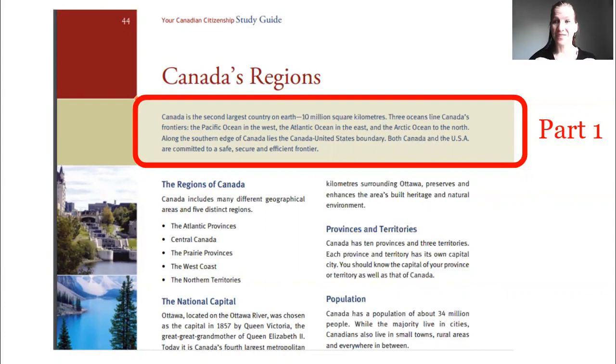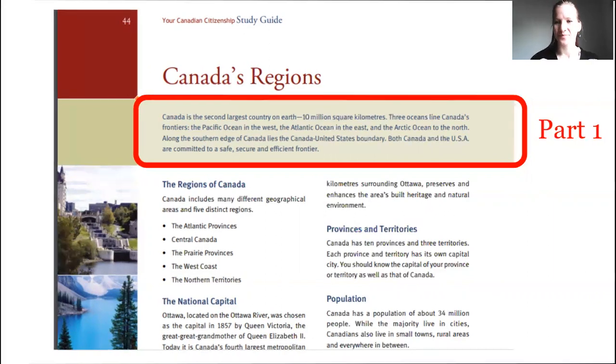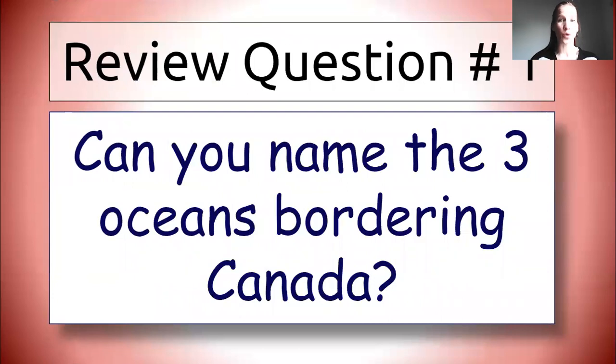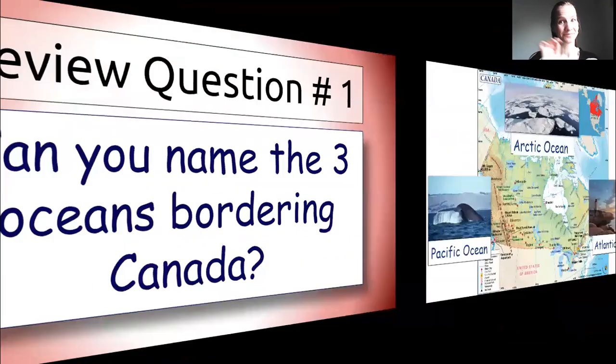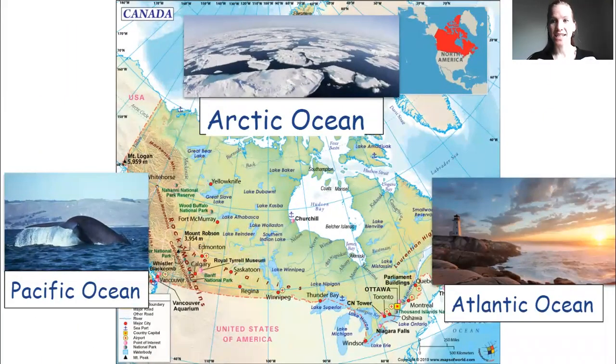In my first video, part 1, we studied the oceans of Canada. Now, review question number 1. Can you name the 3 oceans bordering Canada? If you don't know, you can watch my video number 1 again. But here are the answers anyway. The Arctic Ocean is in the north. The Pacific Ocean is in the west. And the Atlantic Ocean is in the east.